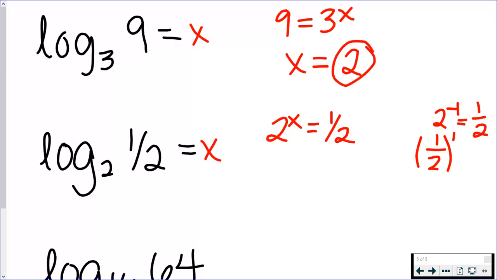So I know that going from 2 to 1/2 means that I have to have a negative exponent. So looking at the denominator now, I'm going from 2 to 2, which means that would be an exponent of 1. Make that a negative. That means the log is equal to -1.